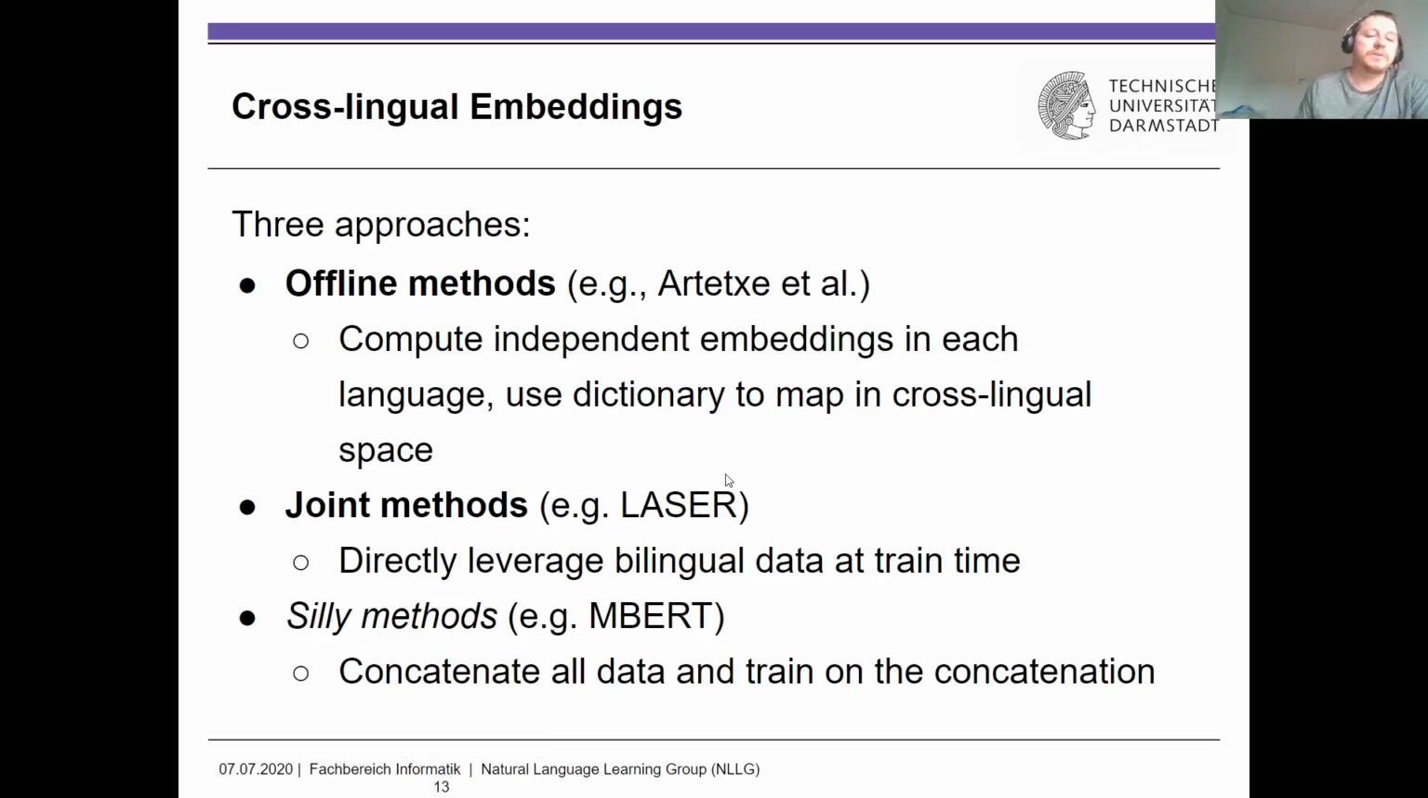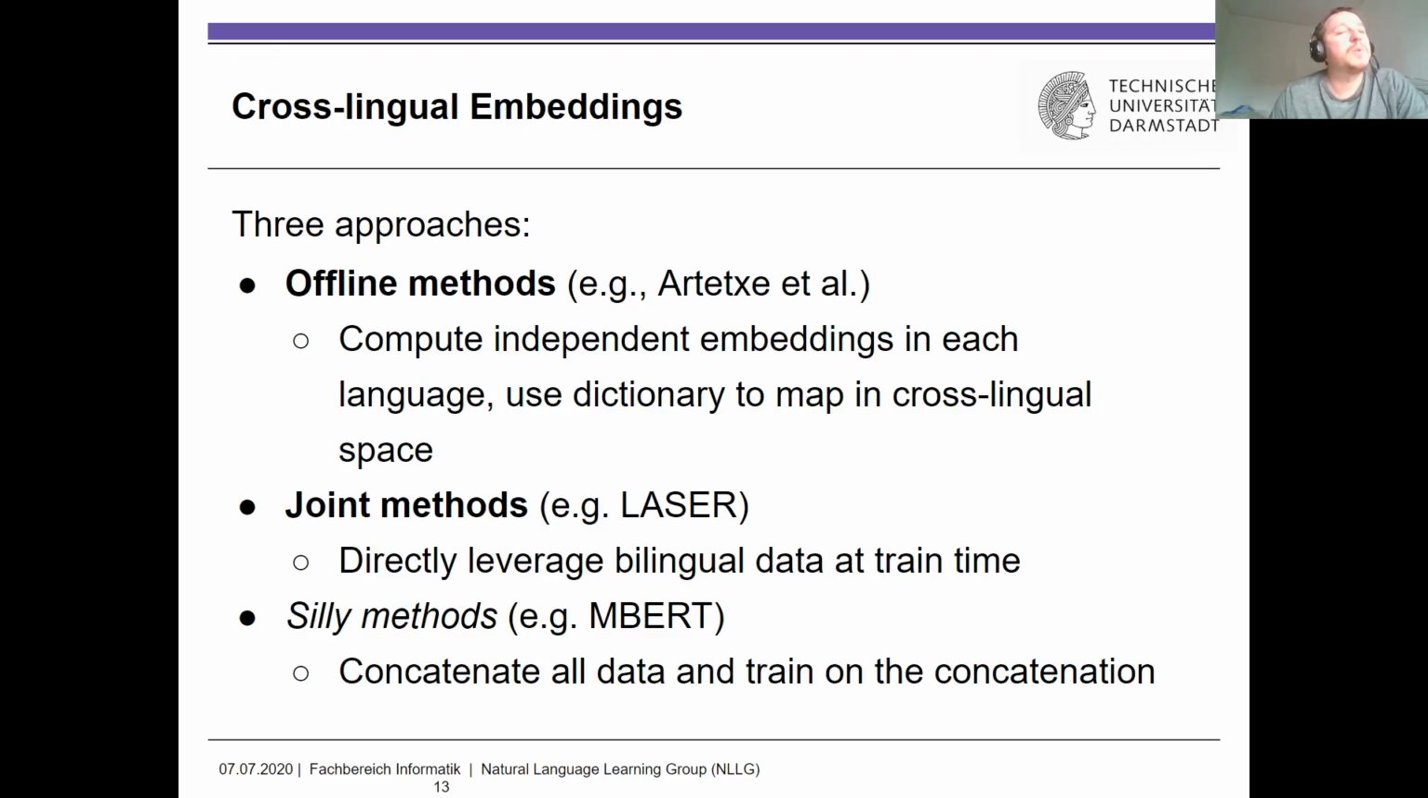And then there's a third category which does not really have a name. I call them silly methods. You could also just call them naive methods, of which multilingual BERT is an example. There you just take all of your data in multiple languages. So for example, you take Wikipedia in German, English, French, and you just concatenate those into one big file, and then you train BERT on that.